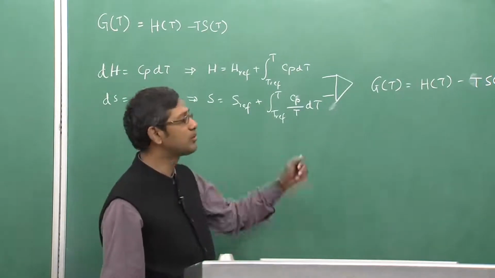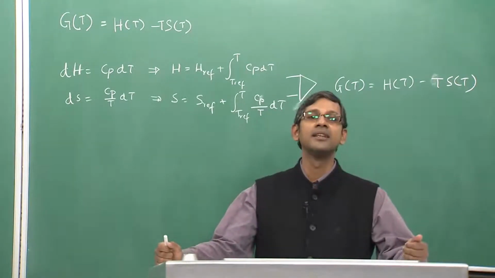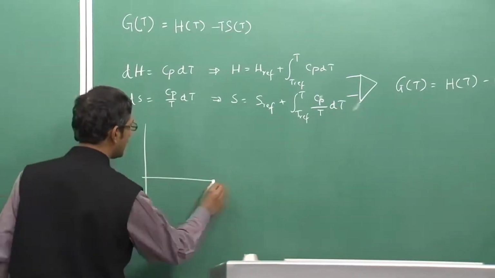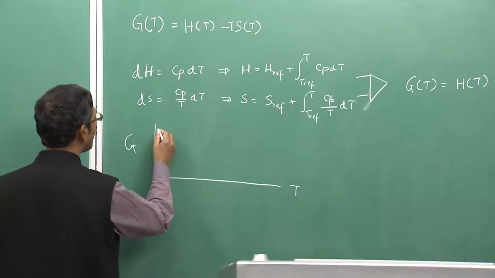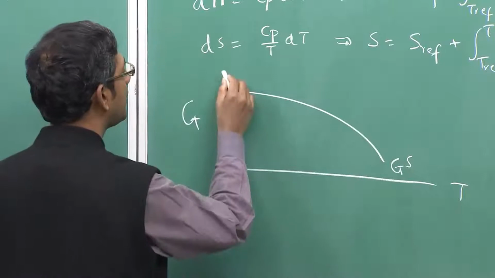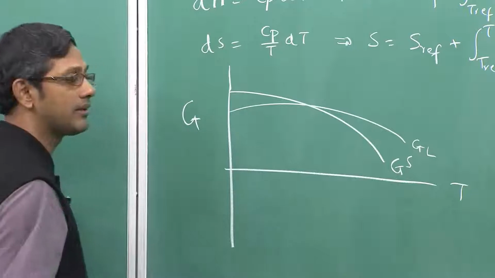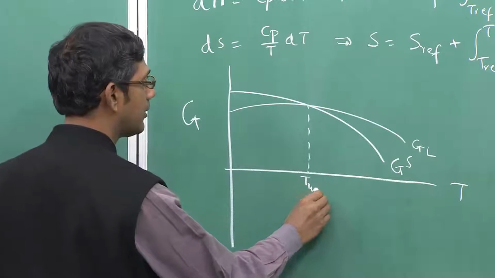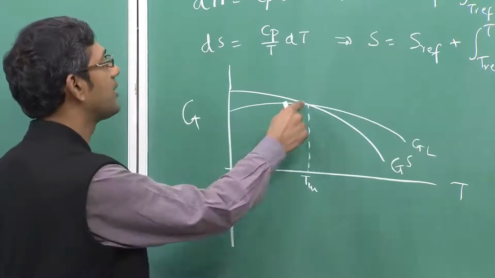So, by plugging in these two, we can get an idea about the free energy, and I showed you in the last class that the free energy curve for such a system will look like this. We plot G versus temperature. The free energy of a solid will look like this, so this is Gs, and the free energy of a liquid will look like this, Gl. The crossing of these two gives us the melting temperature. The temperature at which both solid and liquid can coexist is defined by this point.